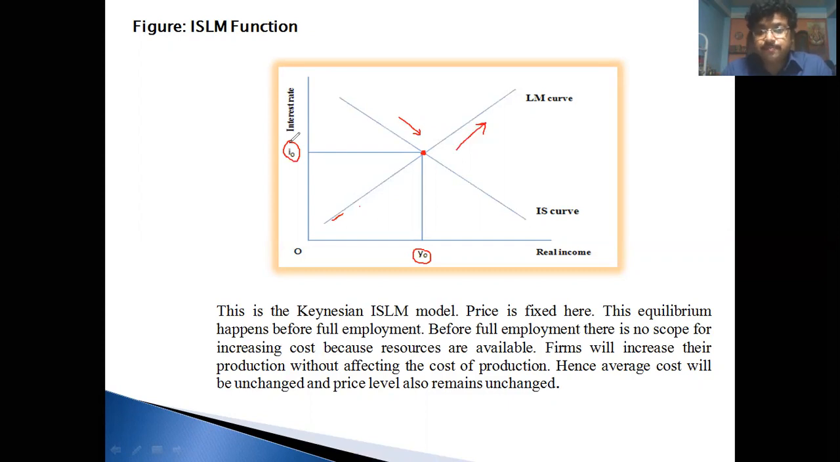Price is fixed here. This equilibrium happens before full employment. Before full employment, there is no scope for increasing cost because resources are available. As there is no scope of increasing cost, there is no chance of increasing price level. So in the Keynesian ISLM model, price is assumed to be fixed.